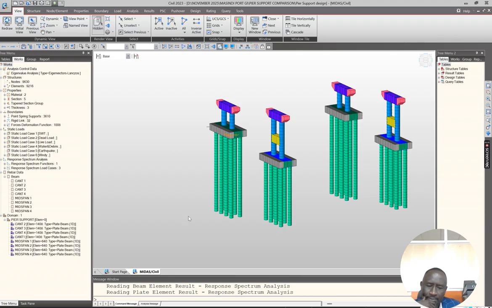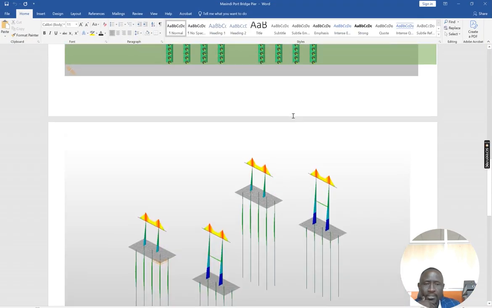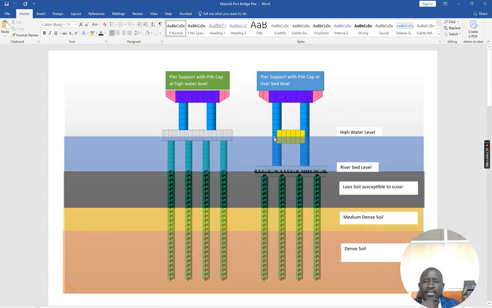You have a pile cap. If I can just show you from here, you have a pier with a pile cap flashing with the high water level. That is scenario 1. Then this is water depth. Then the second stratification is your loose soil susceptible to scour, and this yellowish is the medium dense soil, and the last one is dense soil.